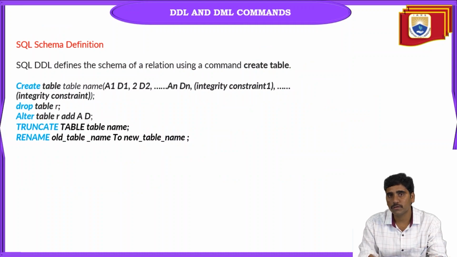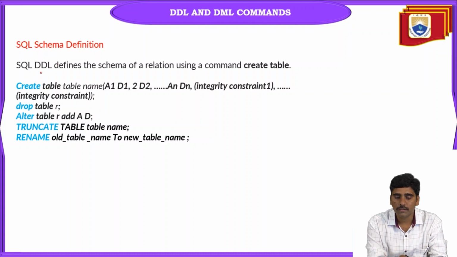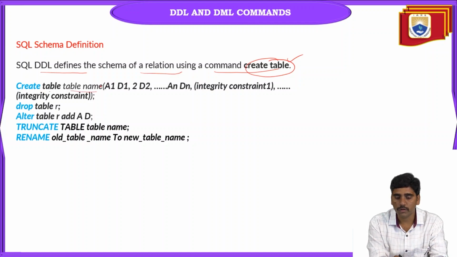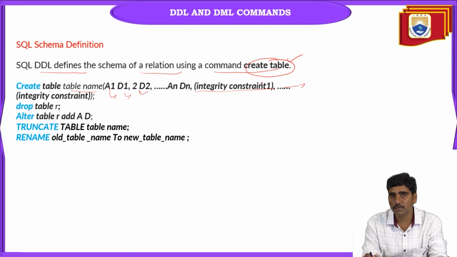So how are we going to define the data definition language in the schema definition? SQL DDL defines the schema of a relation using the command create table. How do we create it? Create table name, attribute 1 and value 1, attribute 2, value 2, up to however many, depending upon the types of values. And it must include the constraints also: integrity constraints, primary key constraints, and any other key constraints.